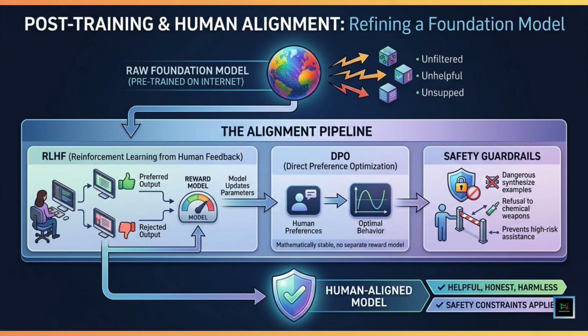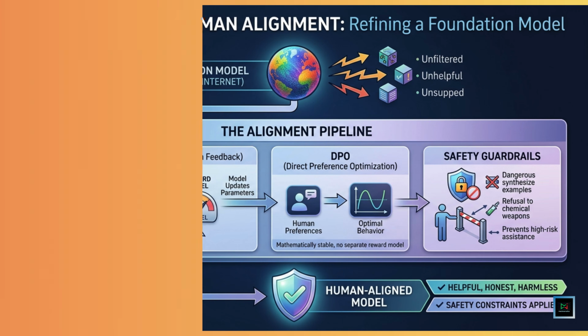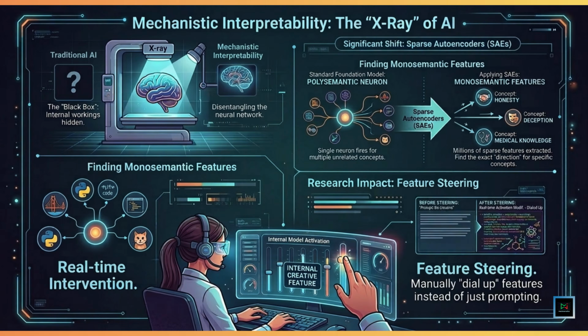Next, we have DPO, which is direct preference optimization, a more mathematically stable approach where the model directly learns to distinguish between a preferred and a rejected response without needing a separate reward model. And then we have safety guardrails. We train refusal behaviors to ensure the foundation model does not assist in high-risk activities, for example, things like chemical weapon synthesis. So one of the most significant shifts in the recent research is the use of sparse autoencoders.